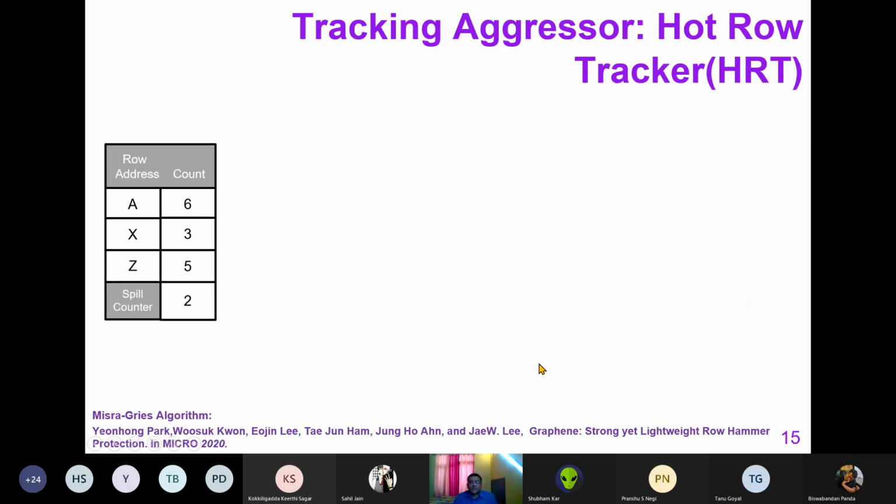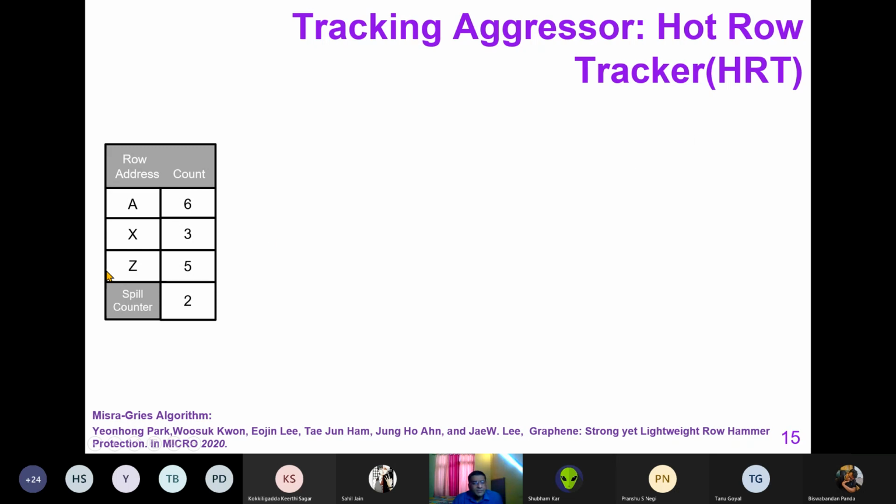Now let's try to understand the tracking mechanism. If you consider a DRAM, in LPDDR there will be around 128K rows. We cannot have tracking with a counter for each row, because then the memory controller size will be impractical or infeasible. So there are various mechanisms to track. This is one of the state of the art tracking mechanisms, which is called HRT.